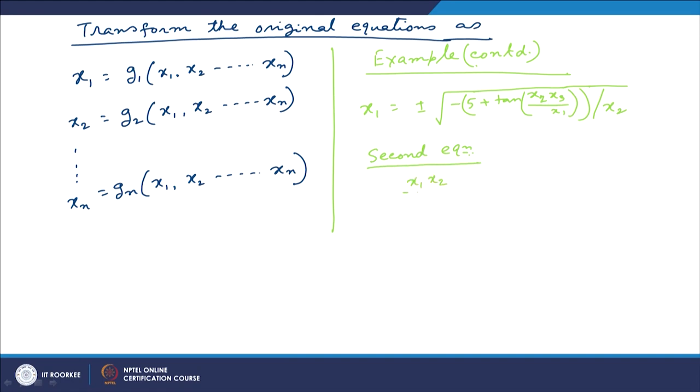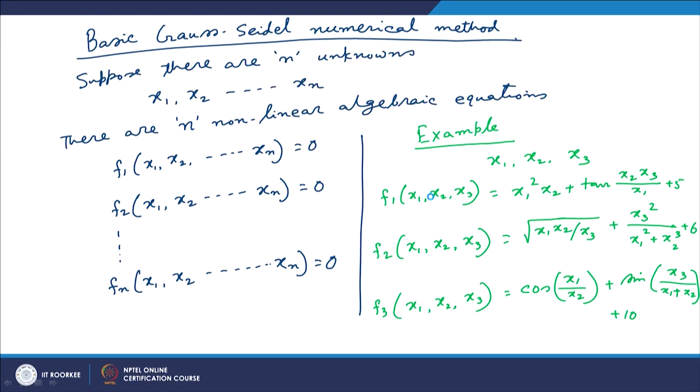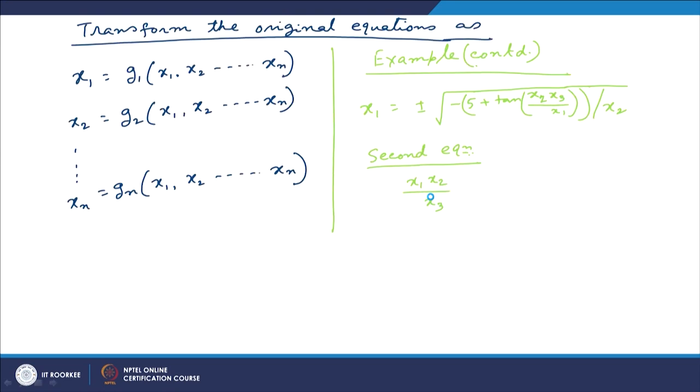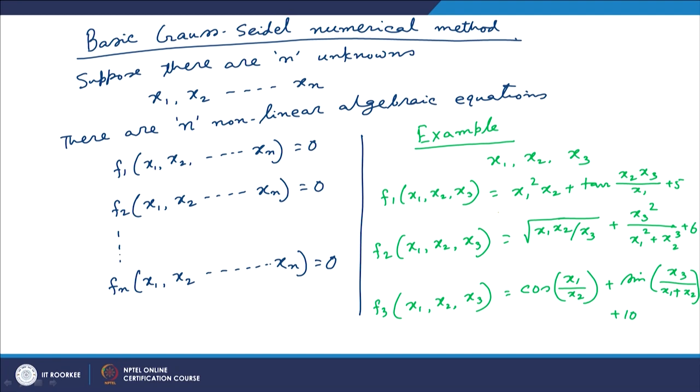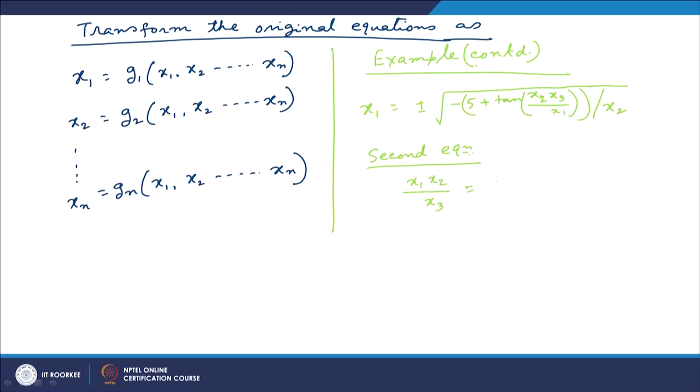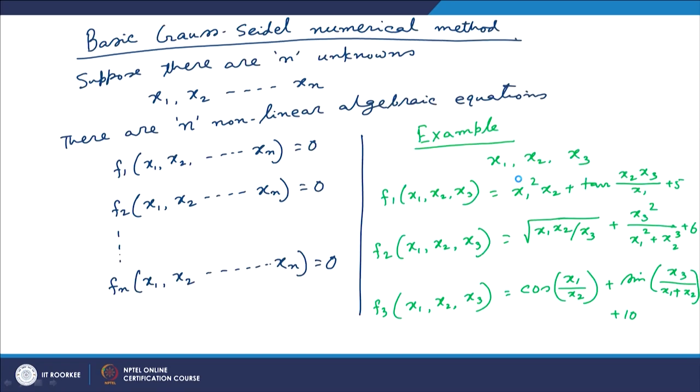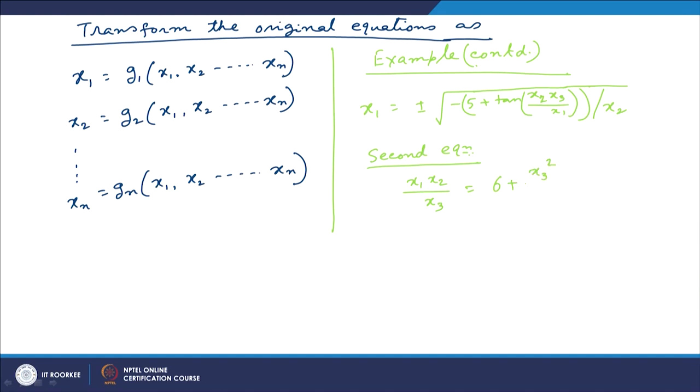x1, x2, x3. So, x2 by x3 would be equal to 6 plus x3 square by, so x2 is equal to 6 plus x3 square plus x1 square plus x2 cube whole square into x3 by x1.